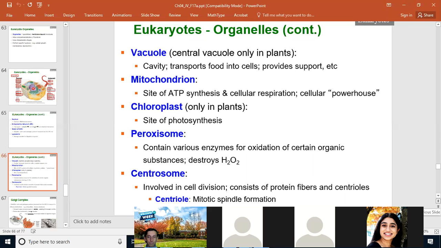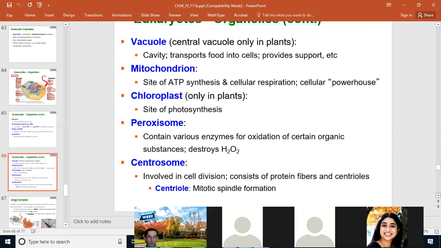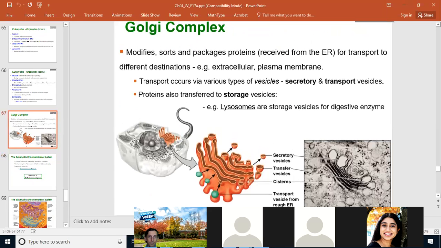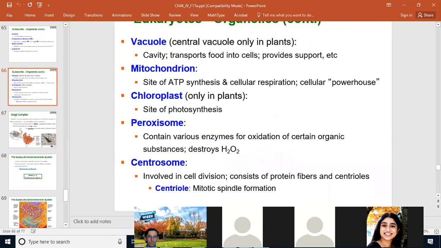The centrosome is involved in cell division. Boy, I went way too deep. It contains protein fibers and the centriole. The centriole is a structure of the cell that is used to make the mitotic spindle. So in cell division, the centriole makes the mitotic spindle, which then helps the cell undergo mitosis. Any question about any of that?